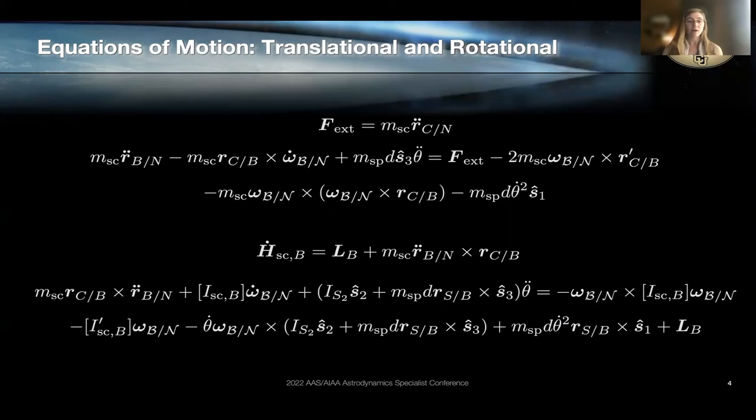We have the r double dot BN, we have the omega dot B relative to N, and we have the theta double dot. So BN is going to be our body point B relative to the inertial origin. Omega BN is going to be the hub rate relative to the inertial, and the theta double dot is going to be how we represent the panel. So we get the whole state of the system, the panel and the hub together, with these three acceleration terms driving the dynamics.